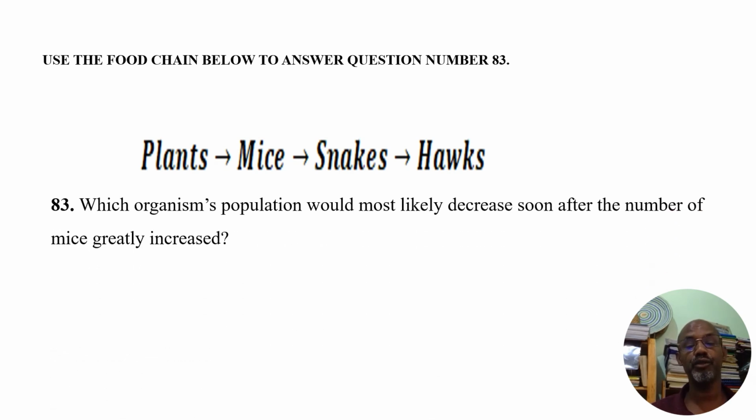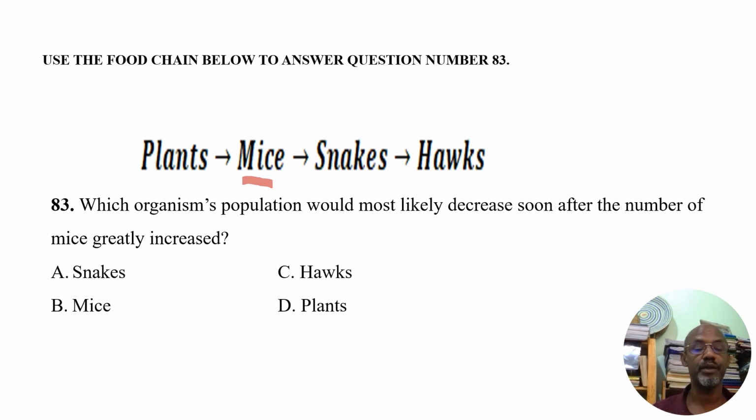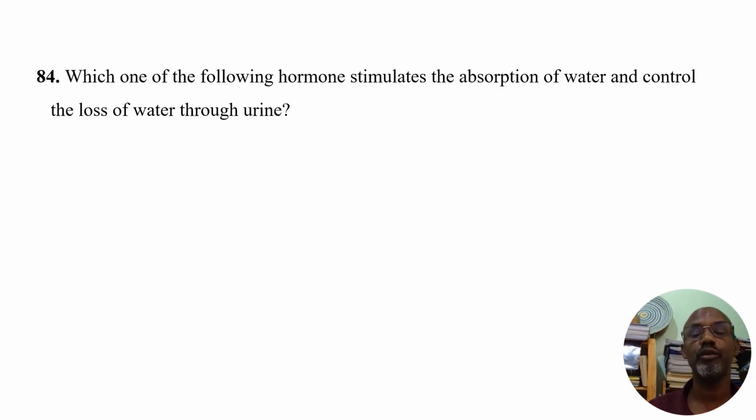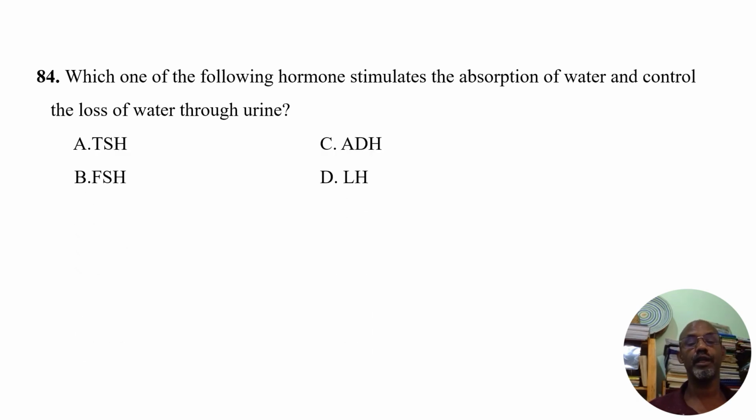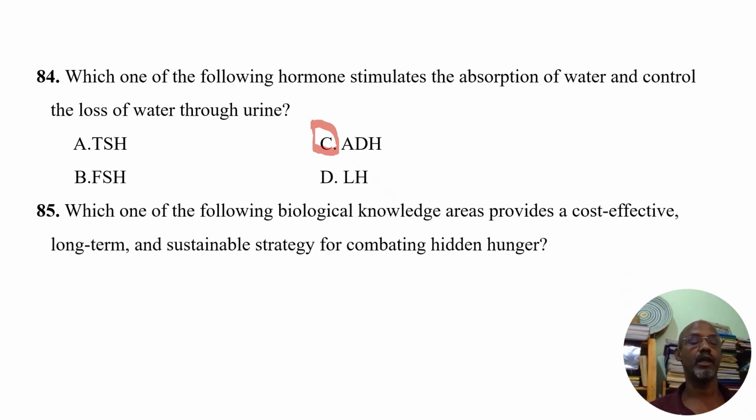Which organism population would most likely decrease soon after the number of mice greatly increased? If we increase the number of mice greatly, the plants will be decreased. Which organism population would most likely decrease the plant population? The answer is this one. Question number 84. Which of the following hormones stimulates the absorption of water and controls the loss of water through urine? ADH, antidiuretic hormone, or vasopressin. They also call it vasopressin.